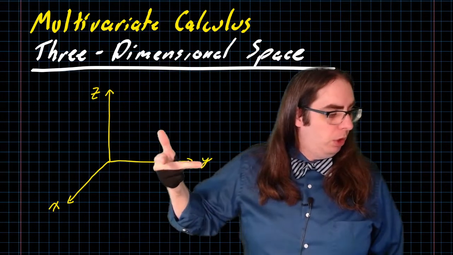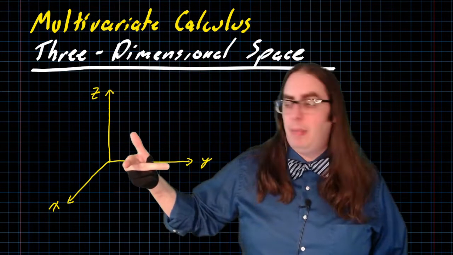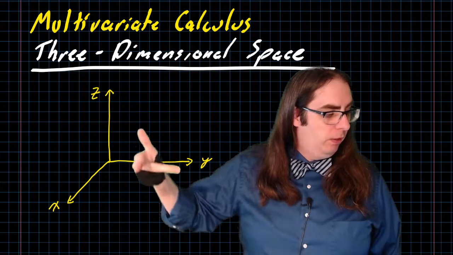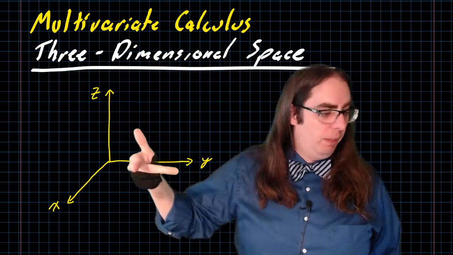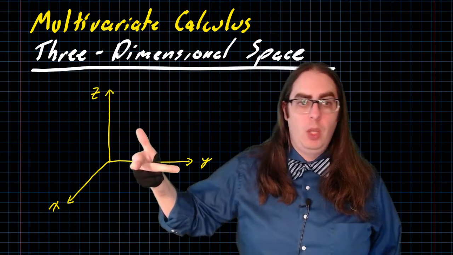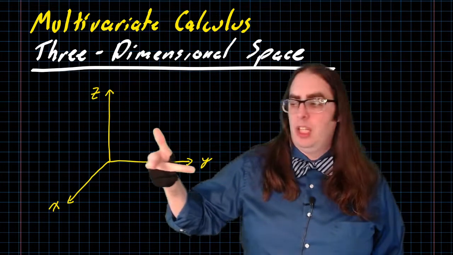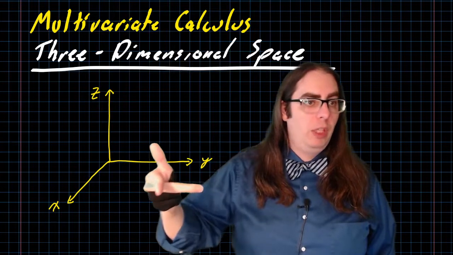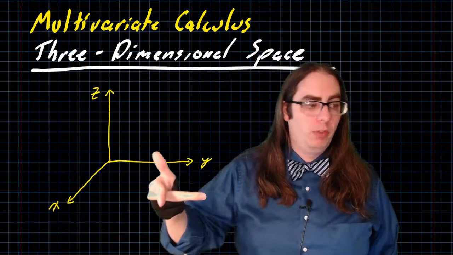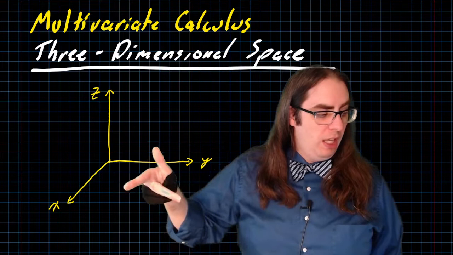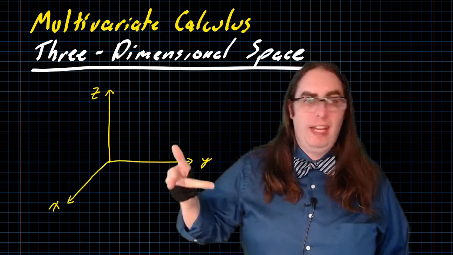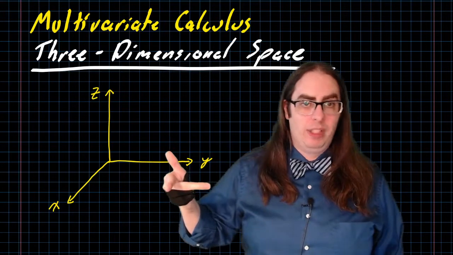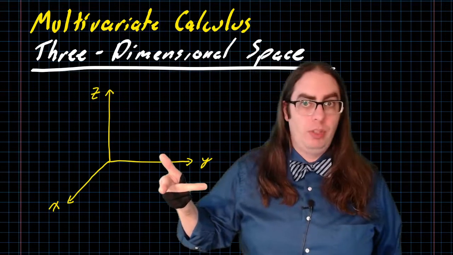And what I want you to notice is that I can orient my hand so that Z is pointing in the direction of my thumb. So my thumb is Z. Y is pointing in the direction of my middle finger, so my middle finger is Y. And X is pointing in the direction of my pointer finger, so my pointer finger is X. That orientation of X, Y, and Z is called the right-hand orientation for obvious reasons.